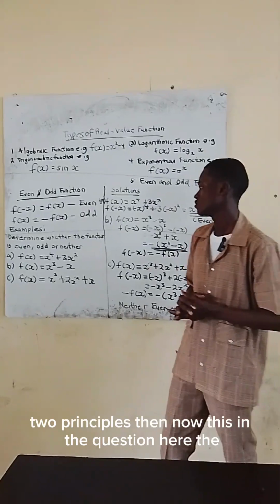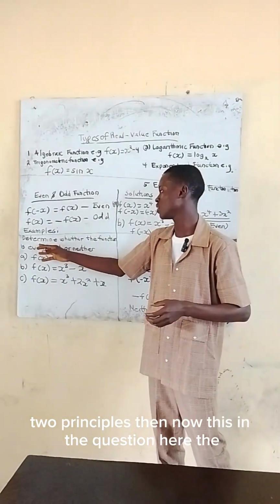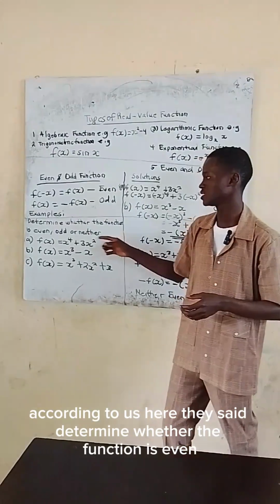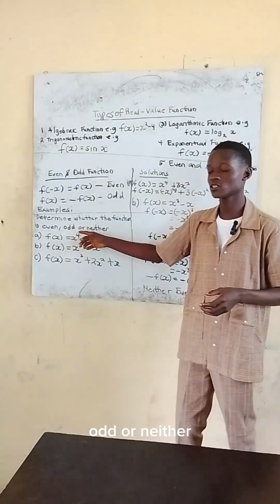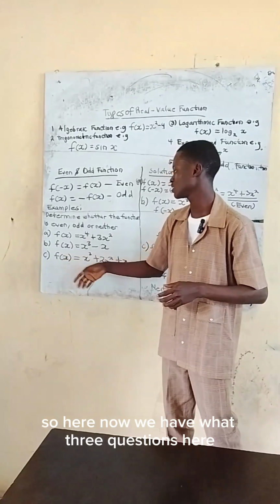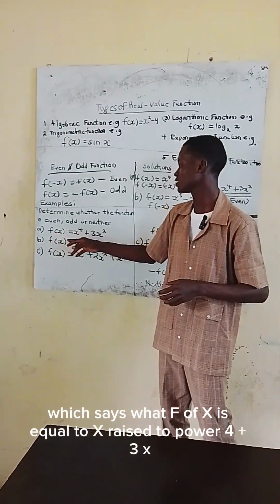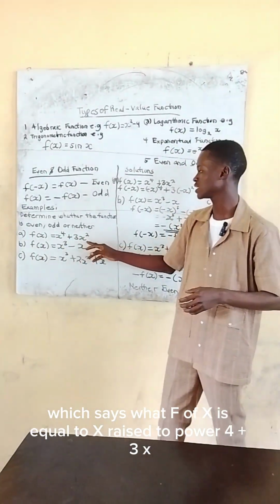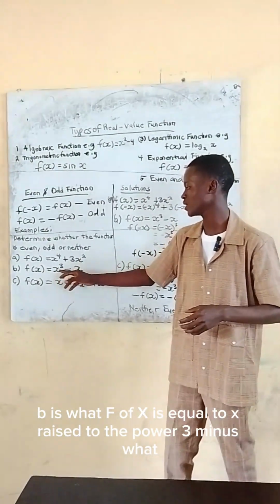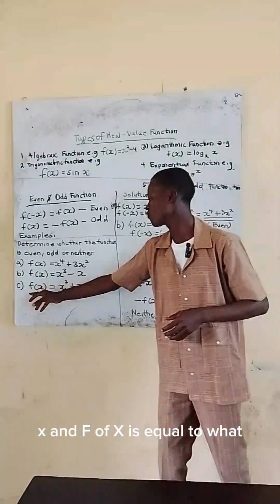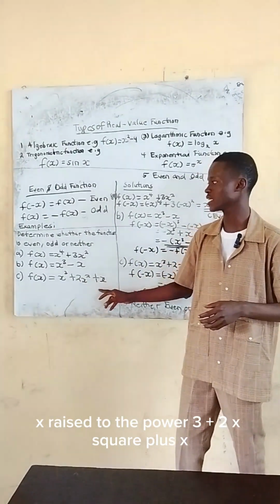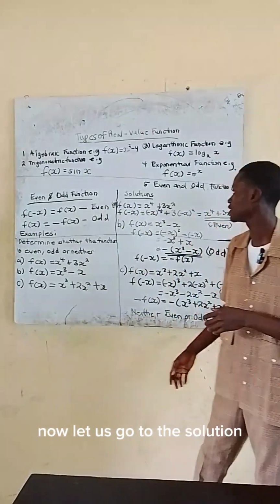In the question here, they said determine whether the function is even, odd, or neither. So here we have three questions. A: f of x is equal to x raised to power 4 plus 3x squared. B: f of x is equal to x raised to power 3 minus x. And C: f of x is equal to x raised to power 3 plus 2x squared plus x. Now let us go to the solution.